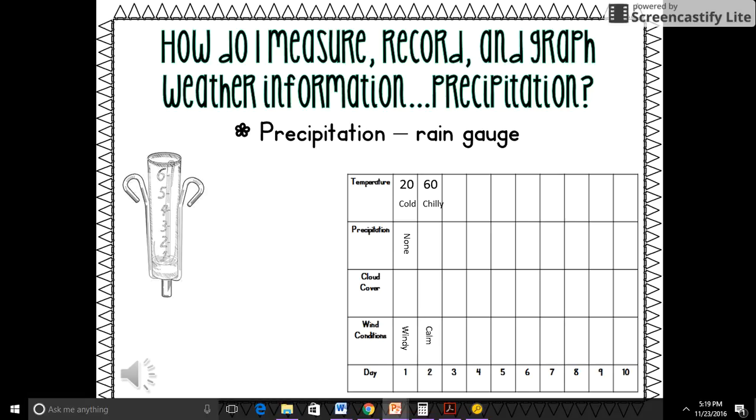Now, do you see the second rain gauge? Do you see the blue? That is water. That means it rains. So if we're measuring it, it's at the number 3. That means 3 inches. So on day 2, beside precipitation, I put 3 inches of rain.